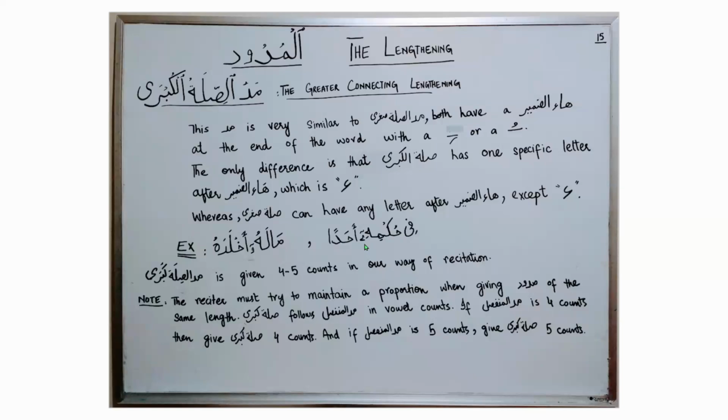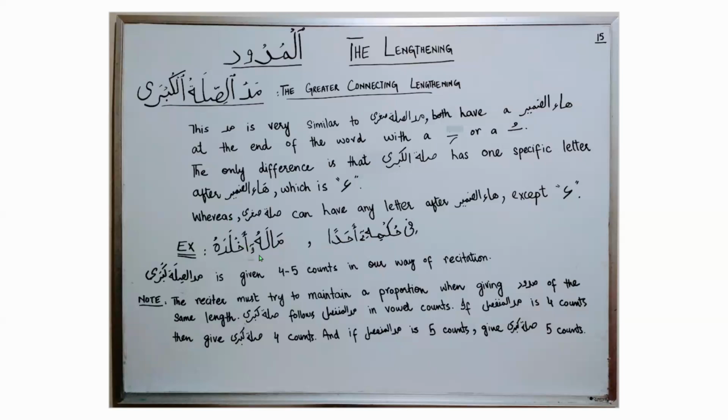We can see in this example, ha al-dhamir, which in this case has a kasra, is followed by letter hamza, and by giving it 4 to 5 counts, we will recite this example like this. Fi hukmihi ahada. But in case if I choose to stop at this word, hukmihi, at that time I will stop like this. Fi hukmihi. So in that case, there will be no mad.